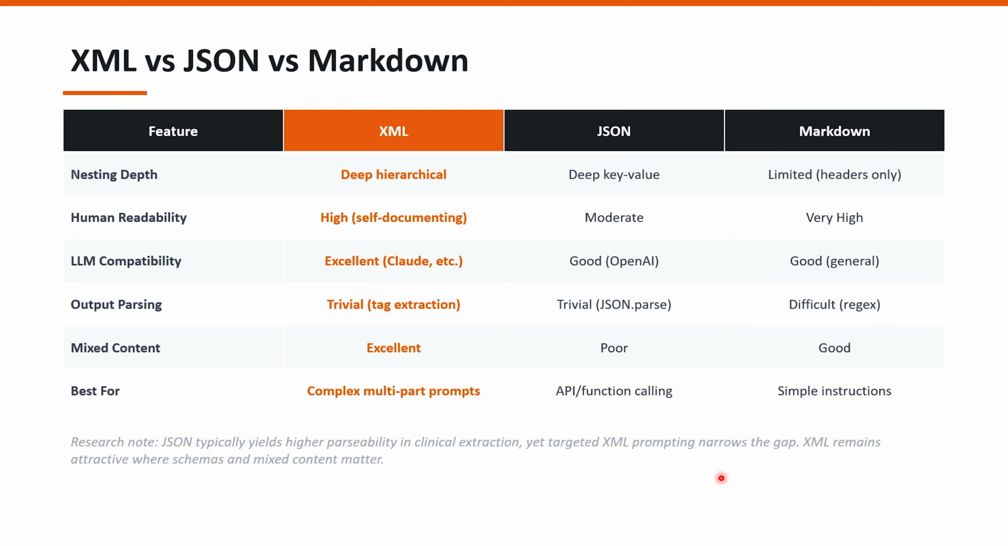Use JSON for API and function calling. Use Markdown for simple documentation style instructions. The research paper actually notes that JSON typically yields higher parsability in some clinical extraction tasks, but targeted XML prompting narrows the gap, and XML remains the better choice where schemas and mixed content matter.